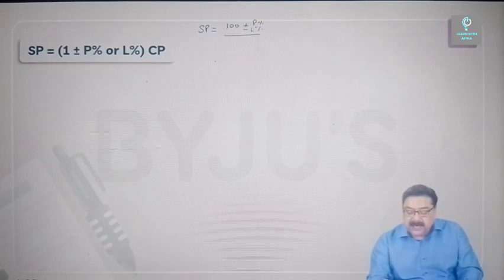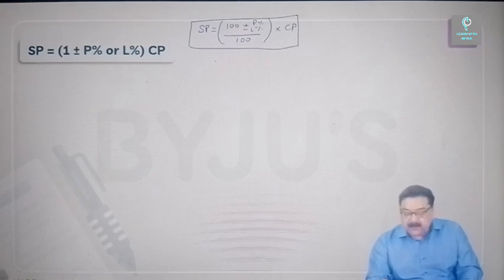Now, selling price in actual can be written as 100 plus or minus profit percent or loss percent divided by 100 into cost price. That's what we have learned in our earlier classes. Now this 100 plus profit percent by 100, or 100 minus loss percent by 100, in actual, if you open this up, becomes 100 by 100 plus profit percent by 100 into CP.